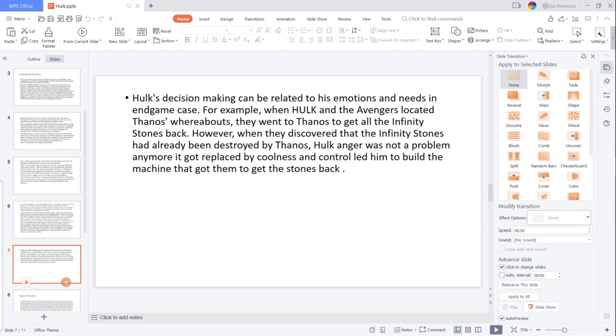Hulk's decision making can be related to his emotions and needs. For example, when Hulk and the Avengers located Thanos, they went to Thanos to get the Infinity Stones. However, when they discovered that the Infinity Stones had already been destroyed by Thanos, Hulk's anger was not the problem anymore. It got replaced by coolness and control, which led him to build a machine that lets them go back in time and get back the stones.